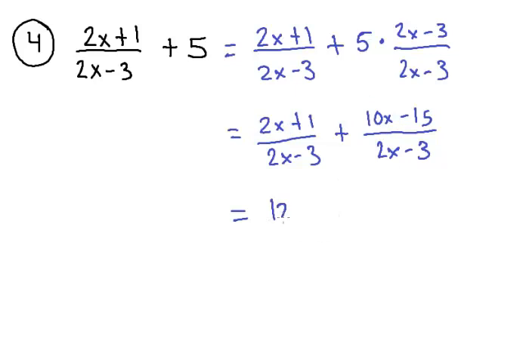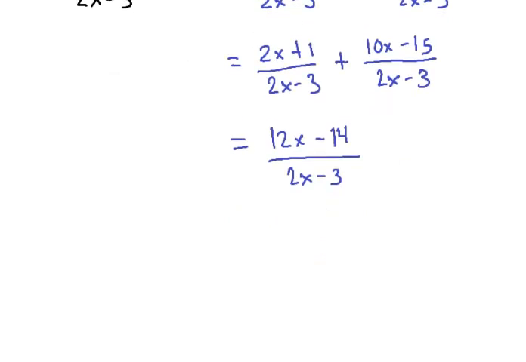That will give us 12x. And 1 plus negative 15 will give us negative 14, divided by 2x minus 3. So we already added. Next, we should try to simplify. Now, can we simplify this thing? No, we cannot simplify it.